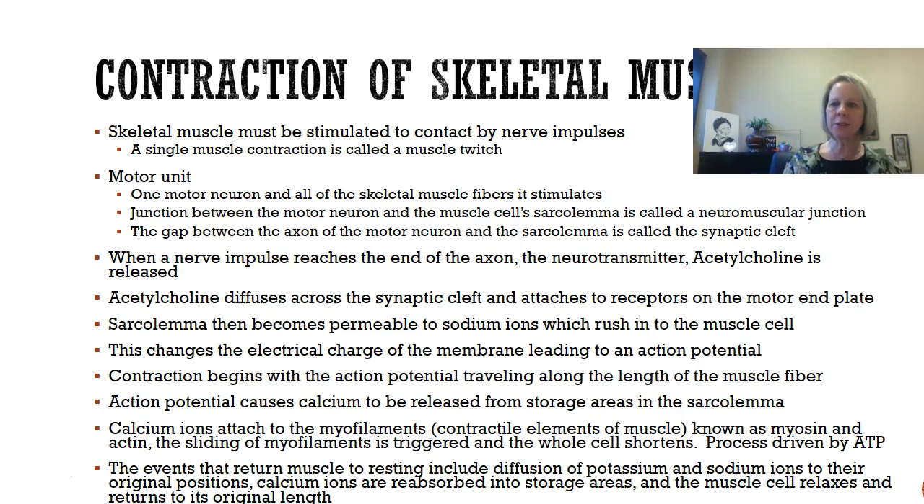In order for a skeletal muscle to contract, the nervous system must stimulate the muscle. And what this is showing you here is a term called a motor unit. That's going to be a motor neuron, a nerve cell, and all the muscle fibers it stimulates. In a motor unit, a motor neuron can stimulate a few muscle fibers for precision of movement, or in some cases stimulate many muscle fibers, and that would be a very strong movement.